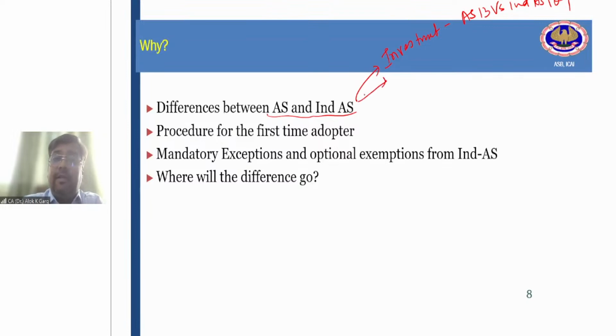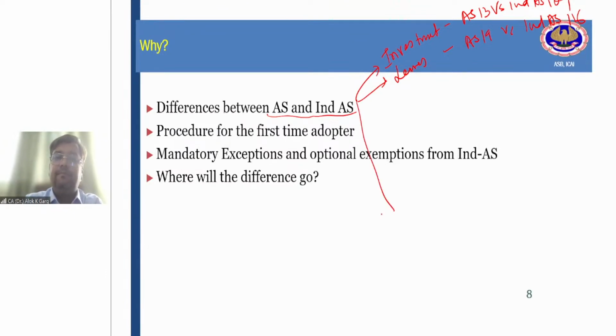Can you tell me another big difference between AS and Ind AS? Any item where there is a big difference in accounting, measurement, etc.? Leases, right? AS 19 versus Ind AS 116. From the lessee perspective, a right of use asset and lease obligation is required, but under AS 19, if it is an operating lease, it is not required.